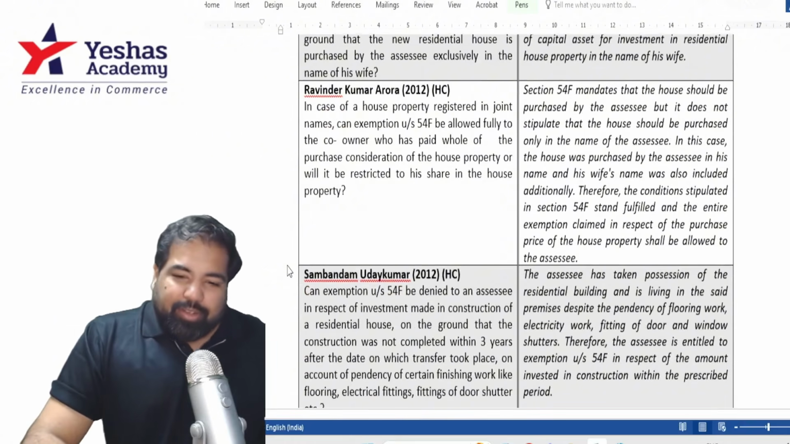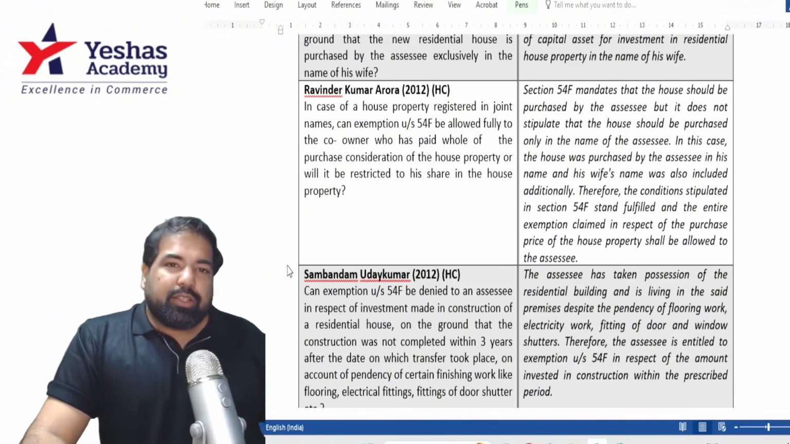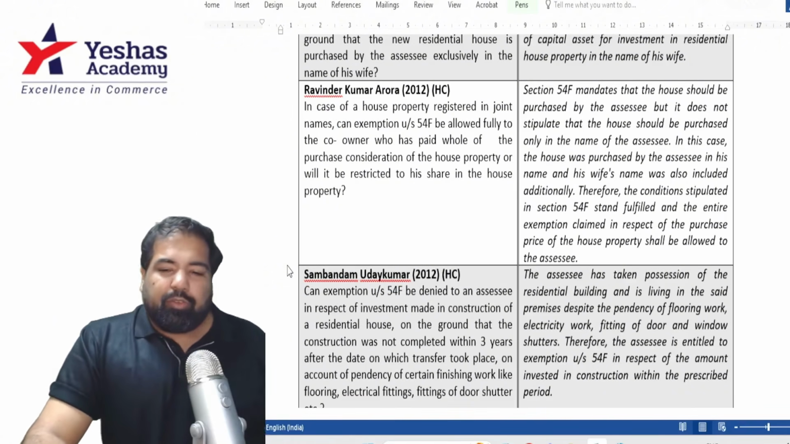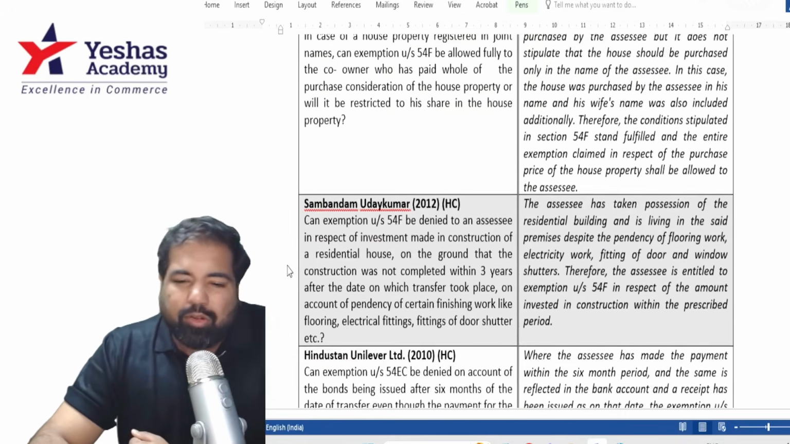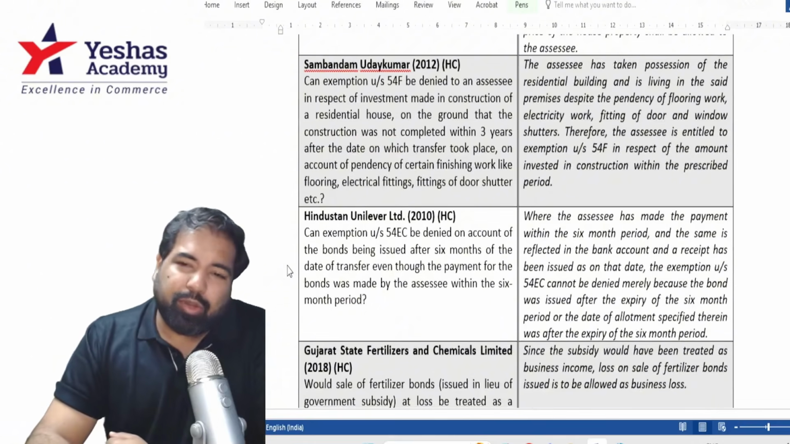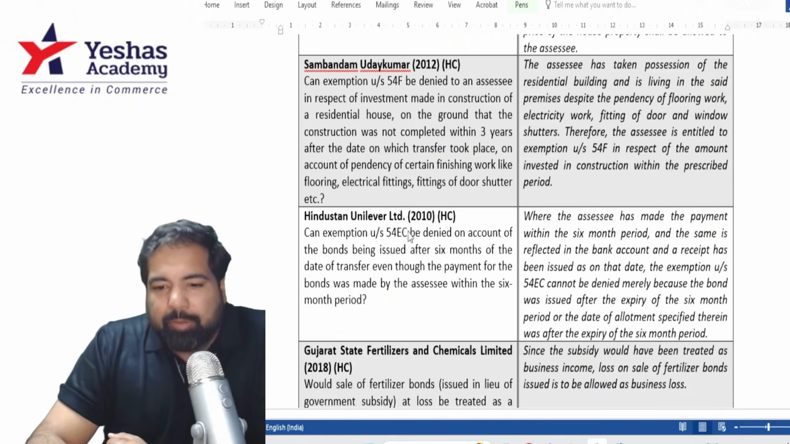Sambadam Uday Kumar, big name. I'll tell you what happened here. Here he had to invest and construct a house within 3 years under Section 54F. If you remember, he completed the house, but some things were remaining. It's okay. It doesn't matter as long as the house overall is complete. If you get an OC or CC, you can take the benefit under Section 54F.